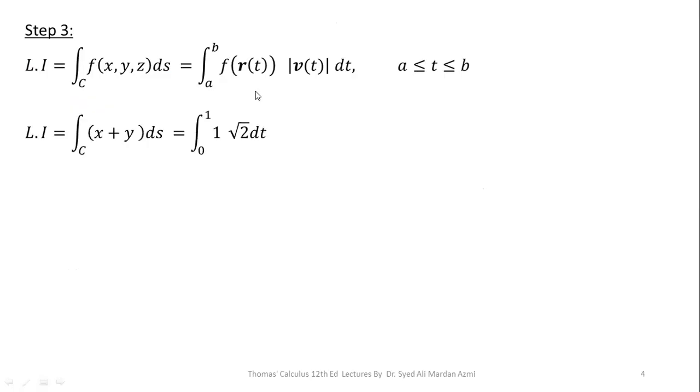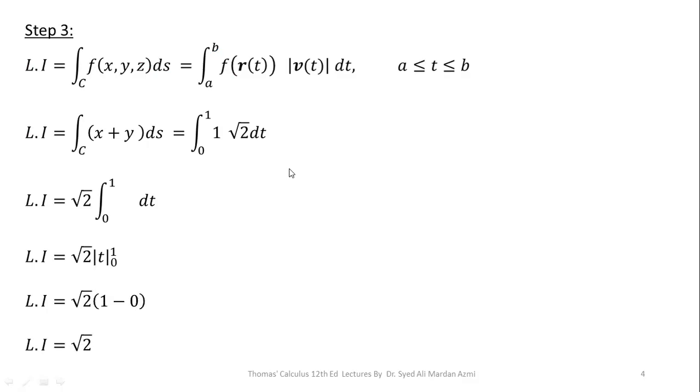So substituting the values here, the given function is x plus y ds, and in this question the limits are 0 to 1 because the line segment is a straight line. The value of f of r of t is 1, the value of |v(t)| is square root of 2, and dt remains as it is. In the next step, we will calculate it. Square root of 2 is a constant, we can take it outside, and the integration of dt is t for the given limits 0 to 1. Next step, applying the limits, upper limit minus lower limit, so the answer of the line integral is square root of 2. And this completes this question.